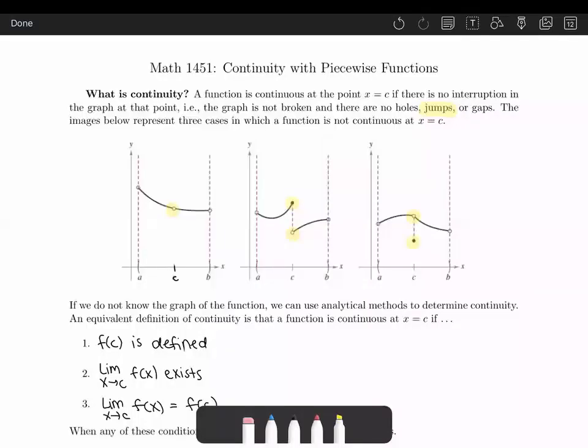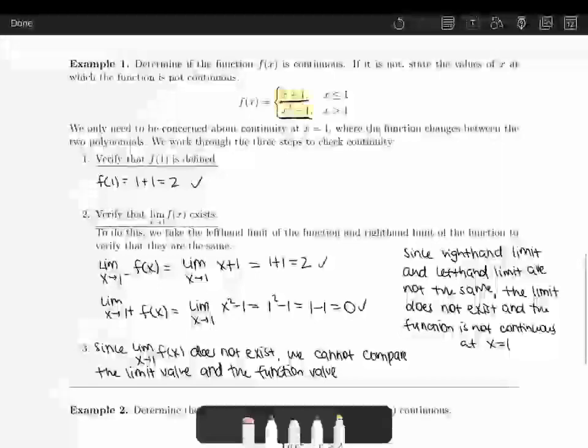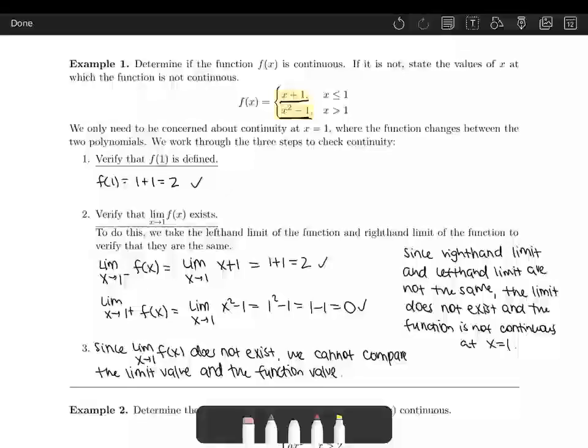Hi everyone, this is the third and final video on continuity with piecewise functions for Math 1451 at Texas Tech University. In our first video, we talked about general continuity and translating a graphical idea of continuity to an analytical idea of continuity. In the second video, we looked at an example where we were finding where a function was continuous.